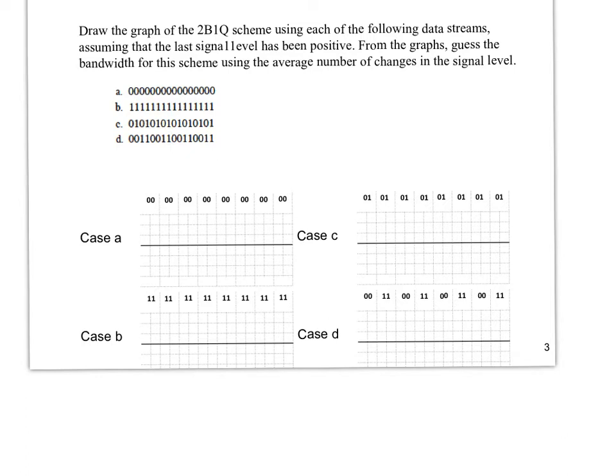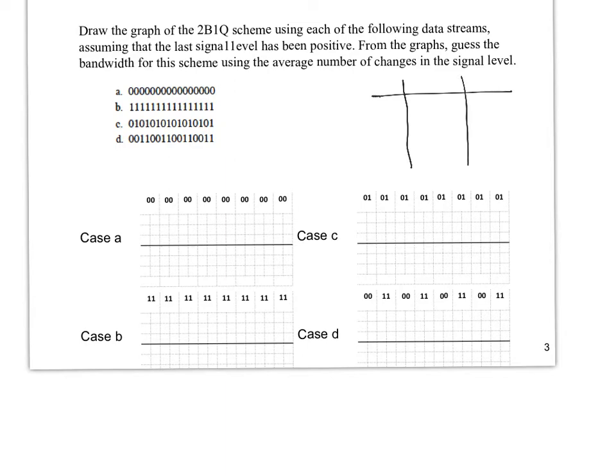So first, of course, the 2B1Q, we're talking about converting each two bits to one signal element. So the first thing that you should do here is to write the lookup table where we convert each bit pattern into a signal level. So this is very important. So we start with the lookup table here.